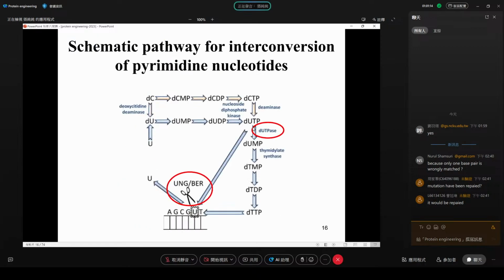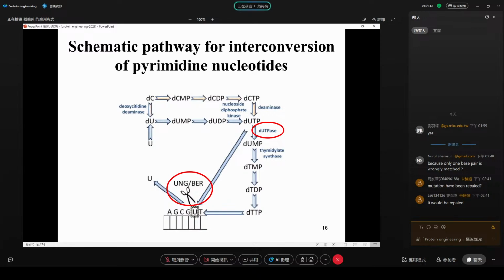dUTPase is a key enzyme for dUTP to become dTTP. So that'll be a critical step for nucleotide biosynthesis. Without this enzyme, in all the DNA replication, they don't have dTTP. So that's a big disaster, right? They can only incorporate dUTP. That'll be terribly wrong for the DNA replication.